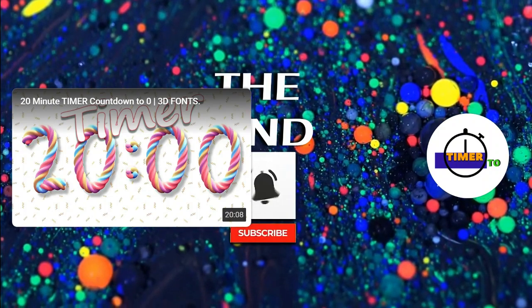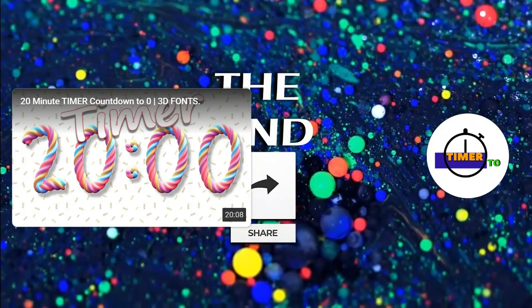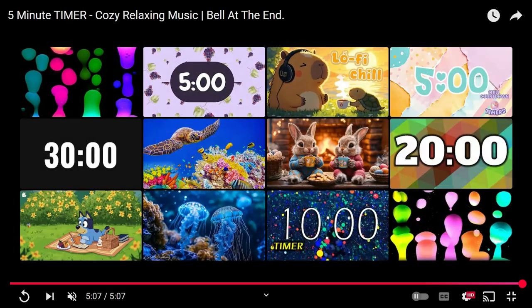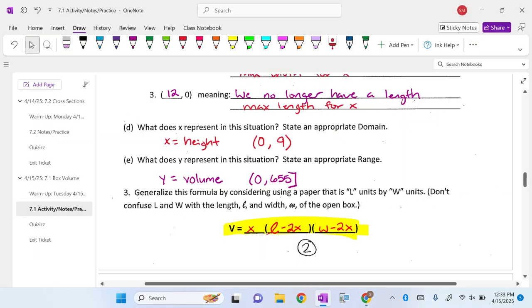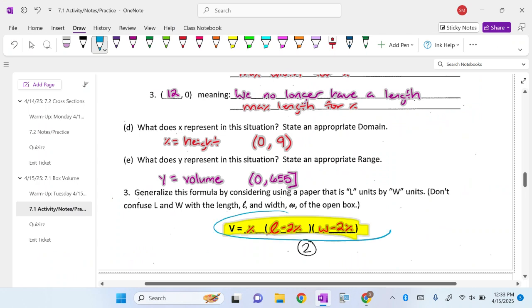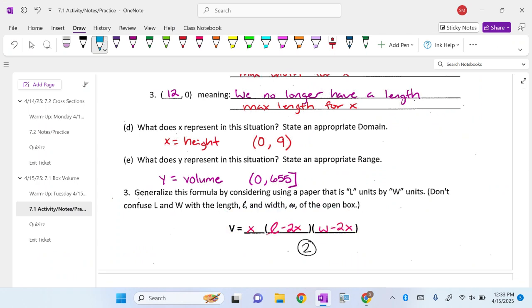Alright guys, we're just going to do one example problem together to put that formula that we just came up with into action. So that entire activity that we spent the first part of class going through gave us this formula. This is the whole point that we get from that entire activity.